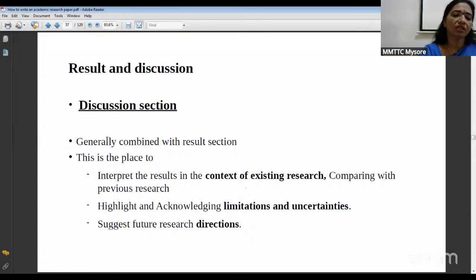So the discussion section is the place where you can interpret the results in the context of existing research. You can actually have results and you can say that these results may be because of the interactions. Like in our work, it may be interaction between two molecules, two atoms, or something like that, and it is evidenced by the previous research. Okay, so such interpretation should be there, and you should highlight and acknowledge limitations and uncertainties. So you always have to use 'it may be because of', because you are not sure that it is because of such and such a reason.